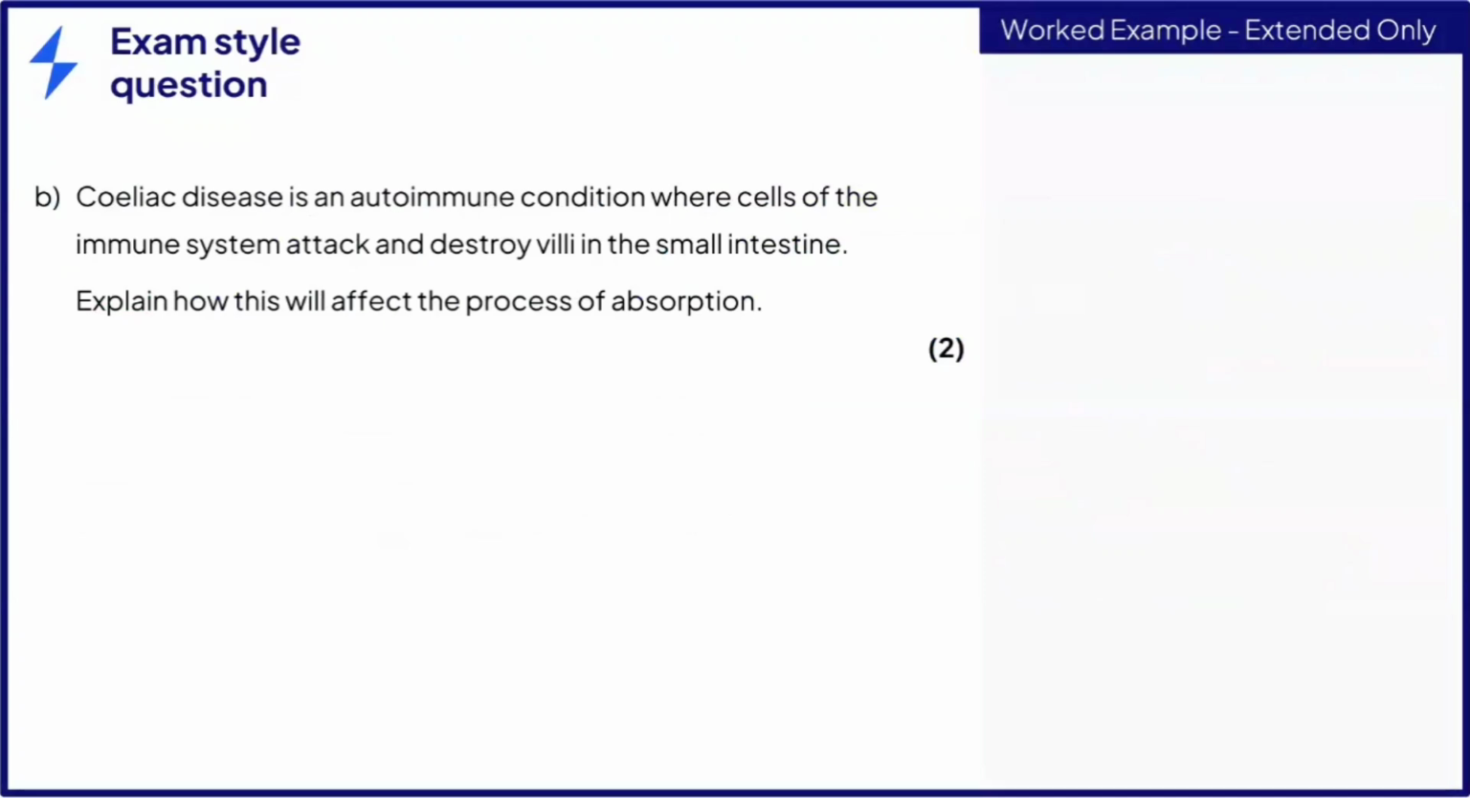The second question requires you to apply your knowledge to an unfamiliar scenario, so this may be a bit tricky. You are given information on celiac disease, and you must explain how it will affect absorption. Remember to always read the information given very carefully, as this will often guide you towards an answer. We are told that cells of the immune system will destroy villi in the small intestine.